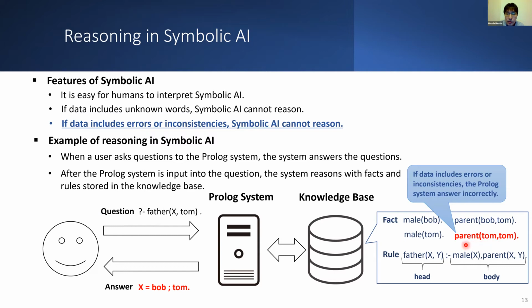Tom's parent is Tom in the knowledge base. The Prolog system can't reason correctly and answers X is Bob or Tom. This means Tom's father is Bob or Tom. Inputting just one incorrect piece of data will prevent the system from answering correctly.